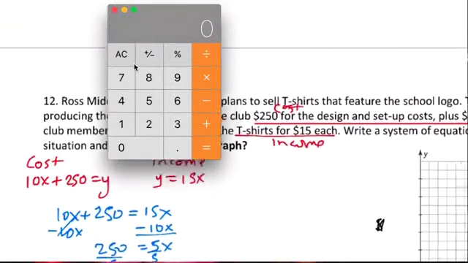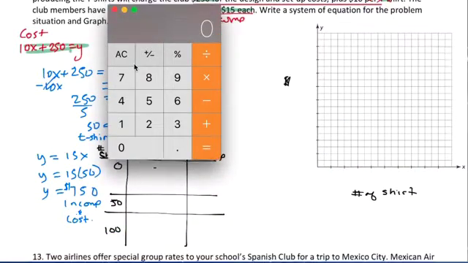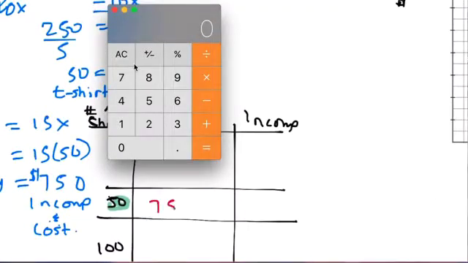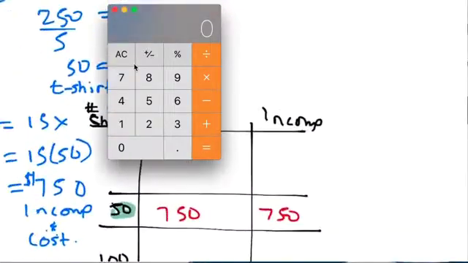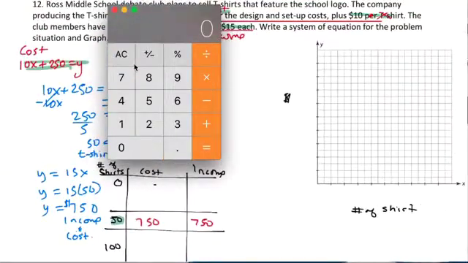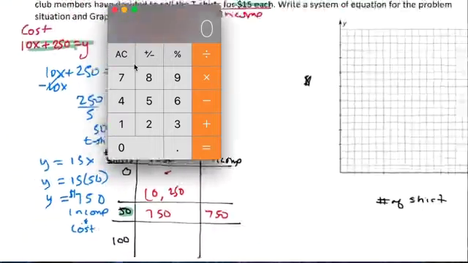Write the equation for it. These are the costs, and that's the equation for income. Graph it. So they're going to meet at 50, and it's going to cost 750. Your income is 750 also. And then 0 cost is still, if you change your mind, going to be $250.